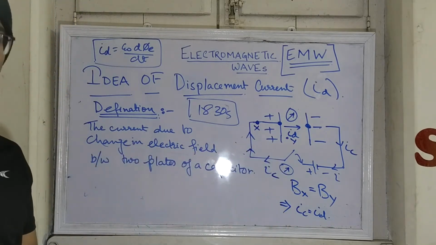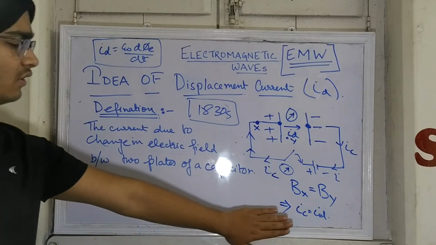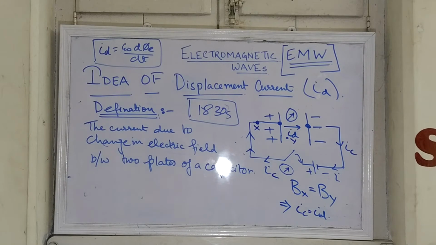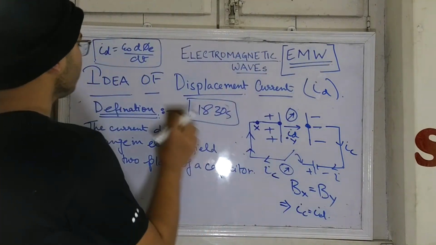Now we will prove mathematically how this IC is equal to ID. Okay, let's now find out how IC is equal to ID. For that I have to clear the board.